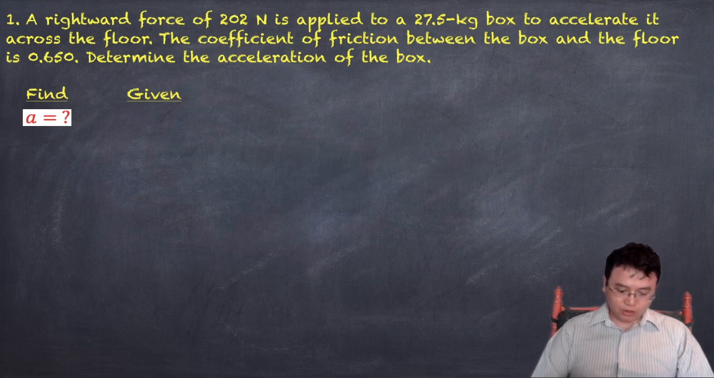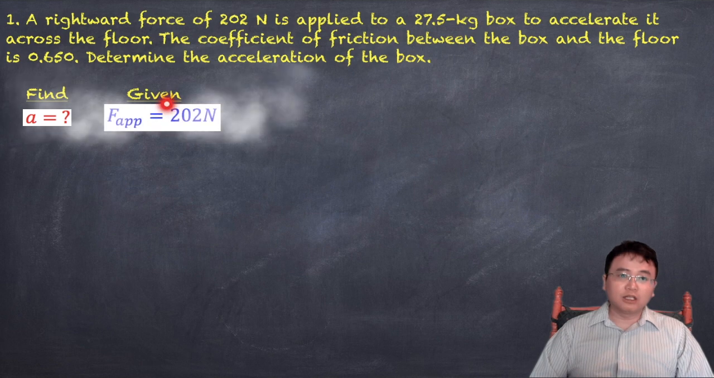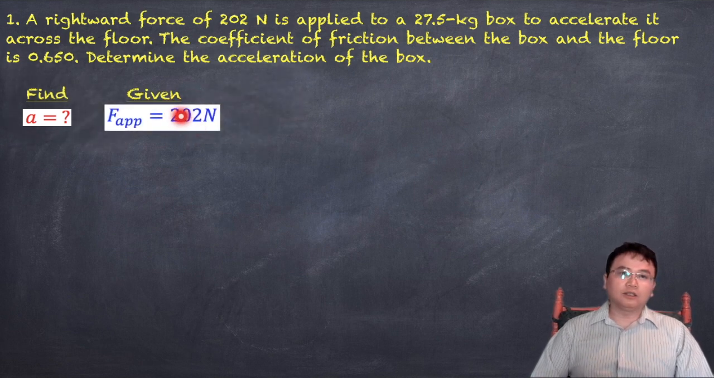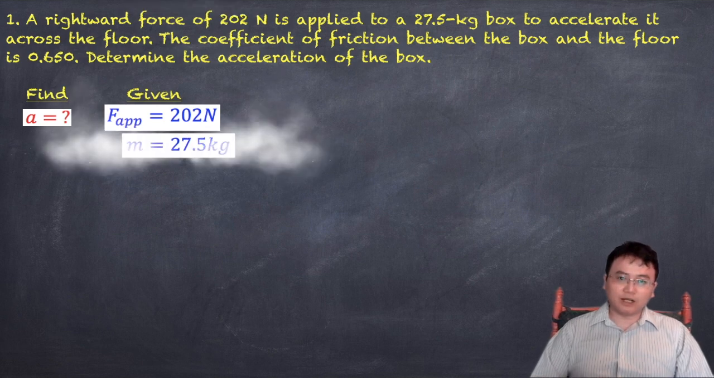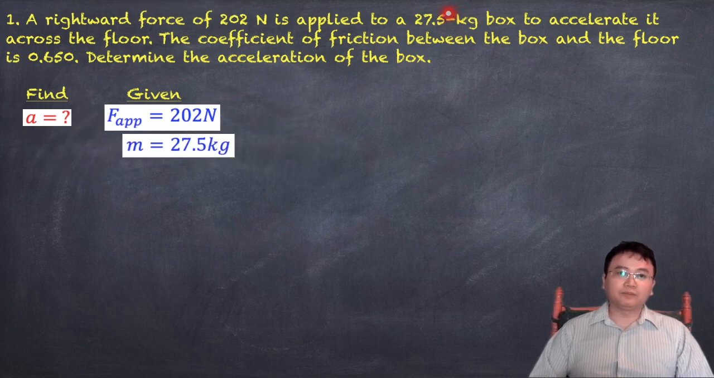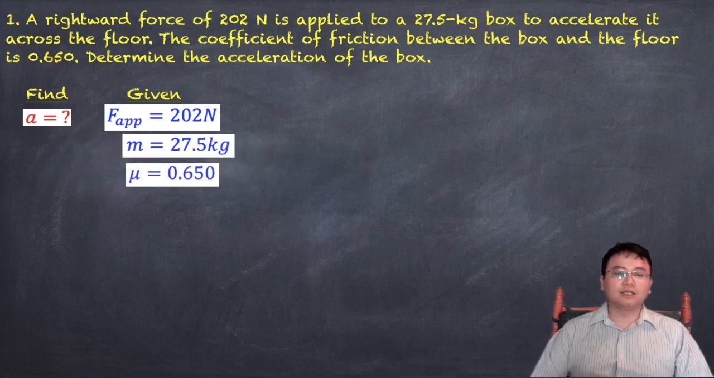So a rightward force of 202 newtons is applied to a 27.5 kilogram box, which is right there. That's the mass to accelerate across the floor. The coefficient of friction between the box and the floor is 0.65. That's the coefficient of friction, so I'm going to list it. And so the next step is I need to draw a free body diagram.